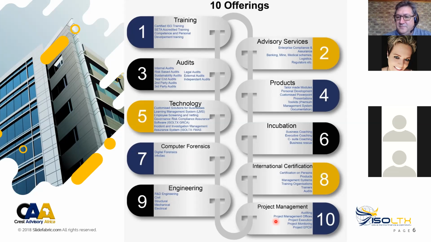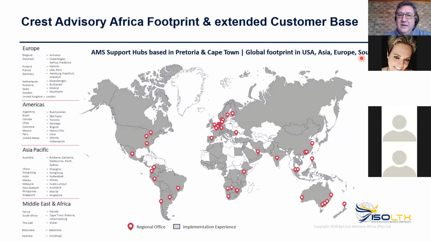So if we're looking at, come on slide, you want to go forward. So if you're looking at our footprint, Crest Advisory is a company that has got access to all these markets. We are part of a company that has got this kind of footprint. So we as Crest have got offices in South Africa, Botswana, Namibia, and we are part of this whole structure across the globe in 32 other countries where we have got inputs, as well as where we've got clients across the globe.